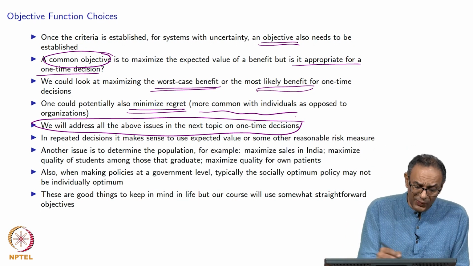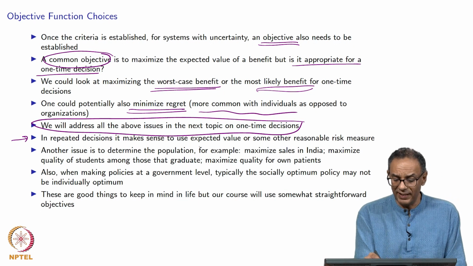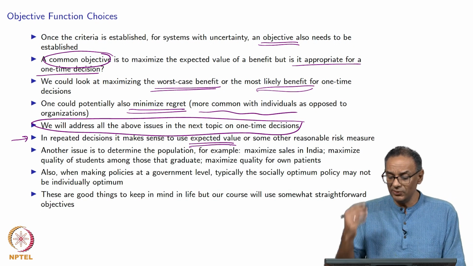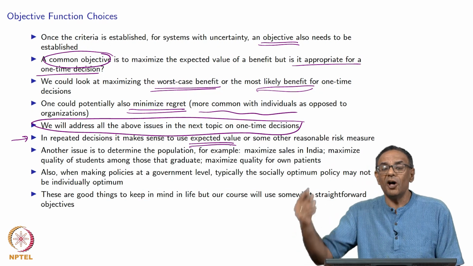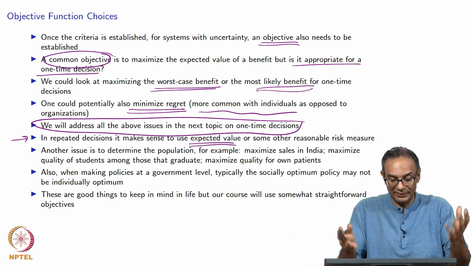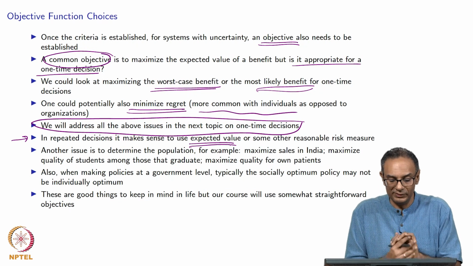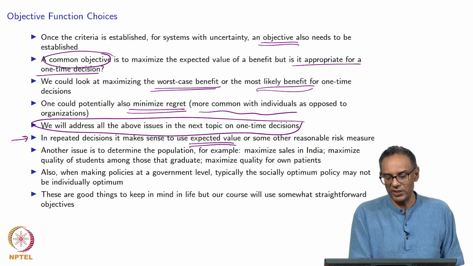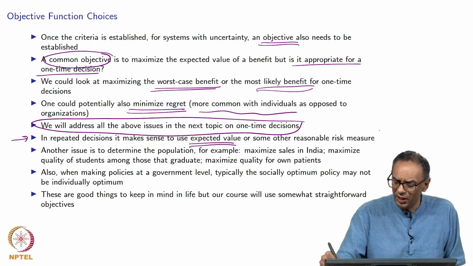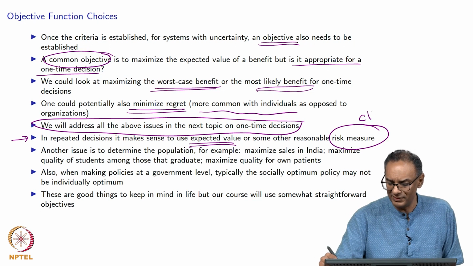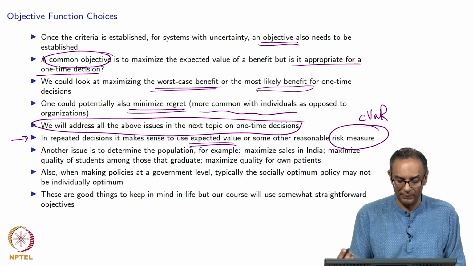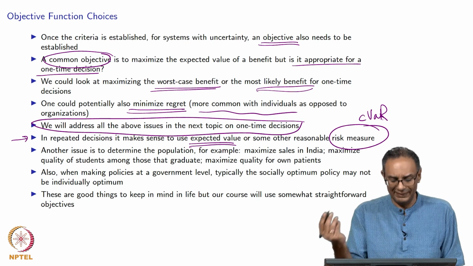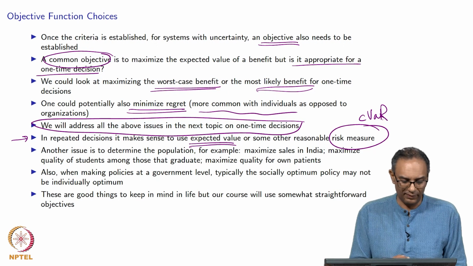Now, if you're doing repeated decisions, it does make sense to use the expected value because you are repeating the decision day after day after day, so things average out. So that's the reason it's not a bad idea at all to use expected value in the situation where you're repeating a decision. You could also look at other risk measures. There's something called CVaR, conditional value at risk, which is very popular. There are things like that you may be able to find online.